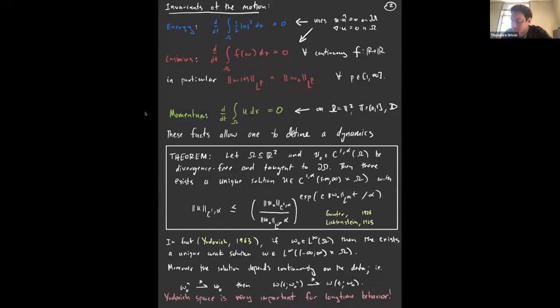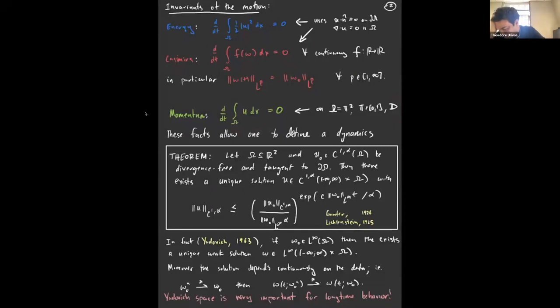There are sometimes additional invariants. So if your domain has symmetry, like Euclidean symmetry on the torus or the channel or the disk, then you have some momenta. So either linear momentum or angular momentum. But these types of integrals are not robust under perturbation of the domain.